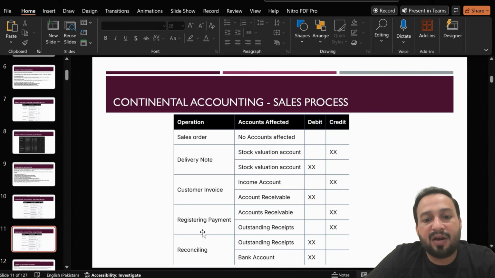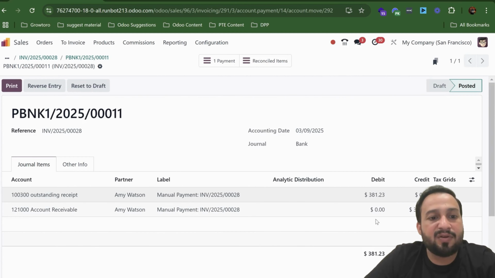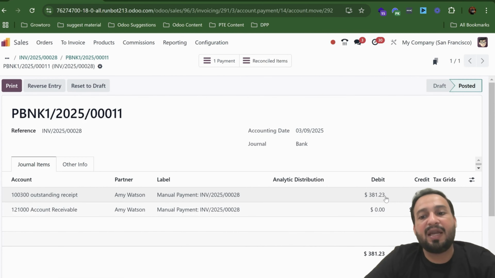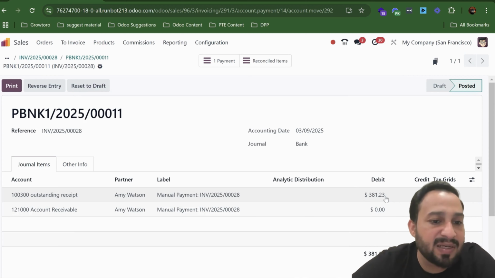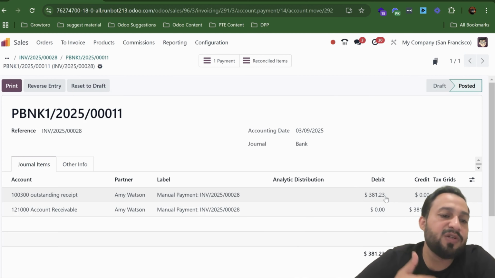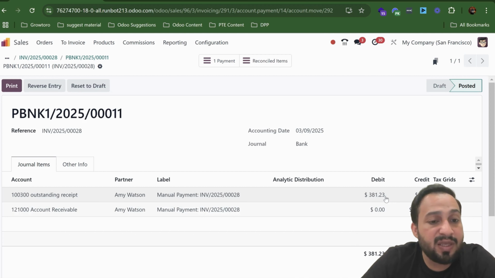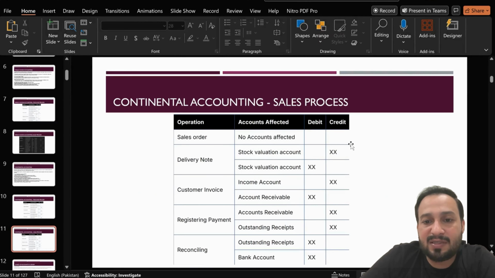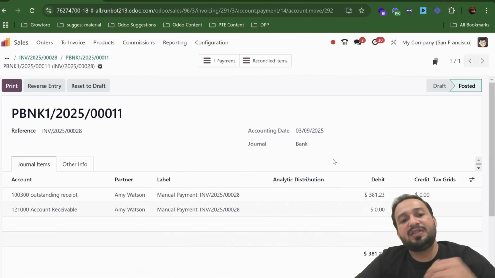The next step is reconciling. When we reconcile with the bank statement, outstanding receipt account will be decreased, and it will show transaction onto the credit side, because here it is showing onto the debit side. And our other account, which is basically the bank account, will also increase, and it will also show transaction onto the debit side. So there are a little mistakes into our tables, typo mistakes, but this is clear.